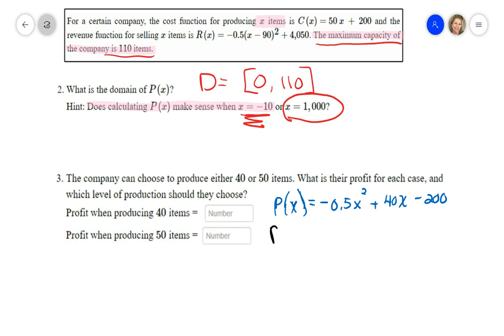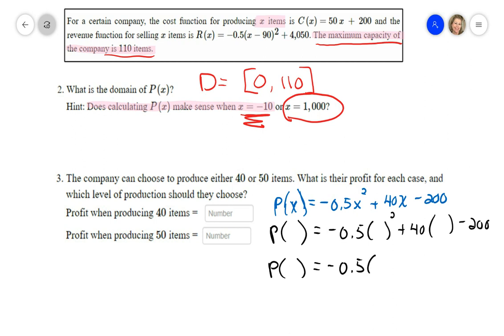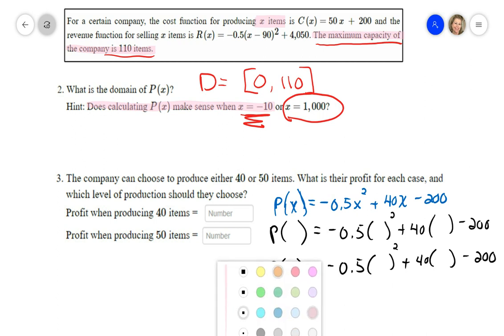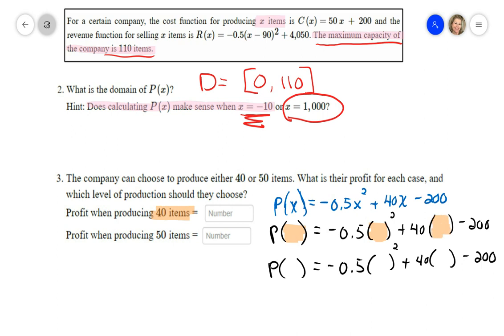So what I'm going to do is calculate P of 40, which means wherever there is an X, I'm going to take it out and plug in the 40. And then I'm going to do it again with the 50 and see what I get. After I plug it in, I'll be chugging it in my calculator. So let's pick a different color here. For 40 items, I'm going to calculate P of 40, and I'll put 40 in all those places.